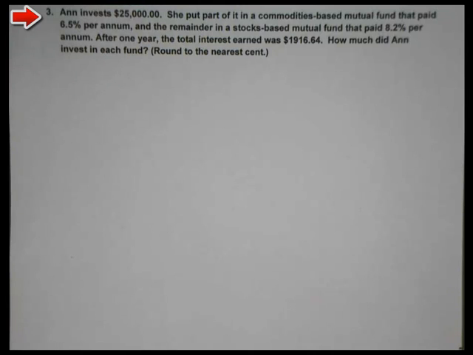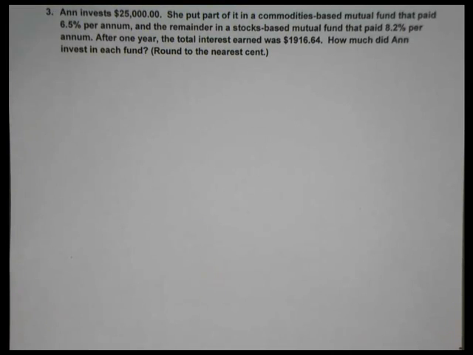Exercise 3. Anne invests $25,000. She put part of it in a commodities-based mutual fund that paid 6.5% per annum, and the remainder in a stocks-based mutual fund that paid 8.2% per annum. After 1 year, the total interest earned was $1,916.64. How much did Anne invest in each fund? Round to the nearest cent.